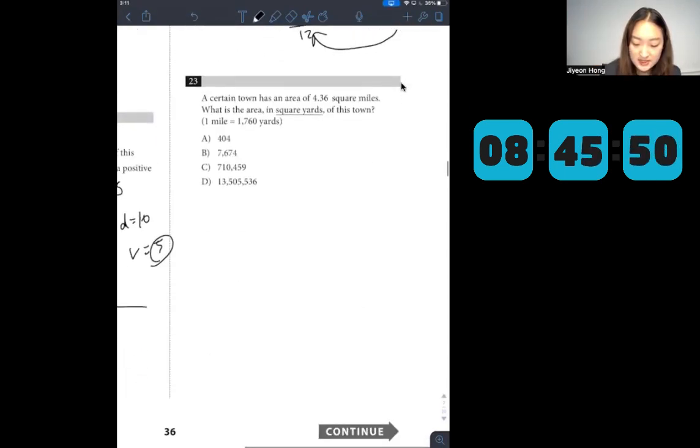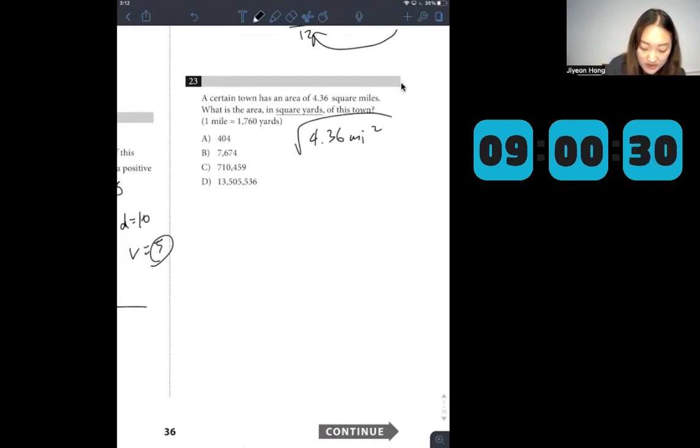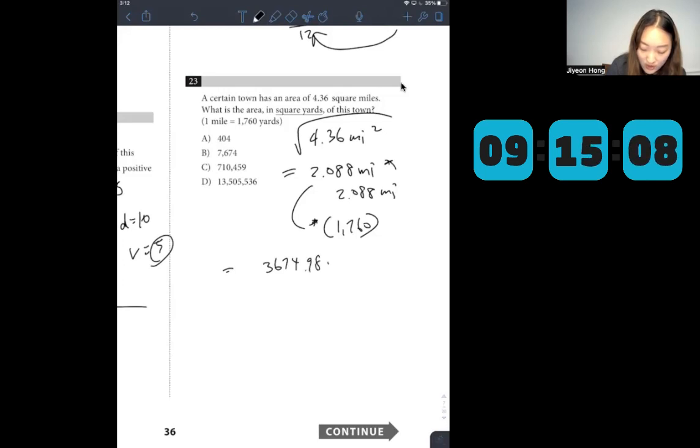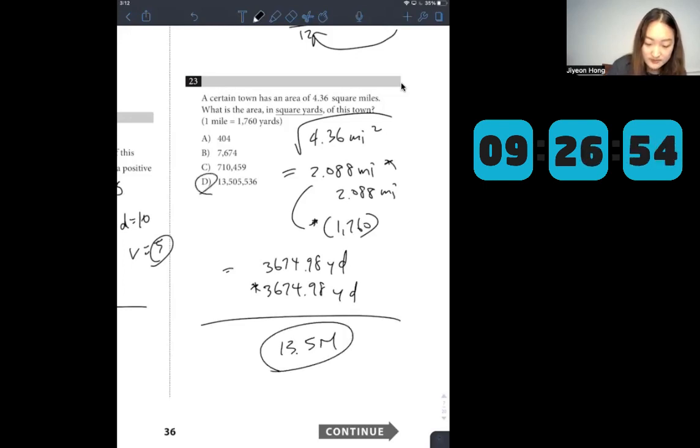Number 23 says a certain town has an area of 4.36 square miles. What is this area in square yards? So it's 4.36 miles squared. We have to convert that into miles, convert miles into yards, and then square it once again. So if we square root this, we get 2.088 miles times 2.088 miles. So we can then convert this into yards by multiplying it by 1,760, and we get 3,674.98 yards. So then to get this into yards squared, we're going to multiply this by itself, square it, and we get the answer of 13.5 million, which is answer choice D.